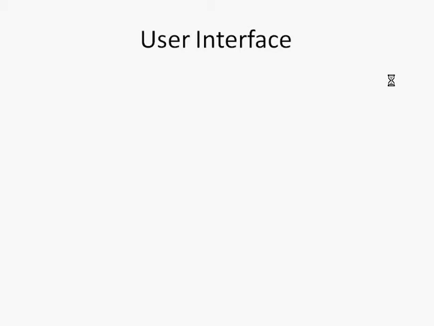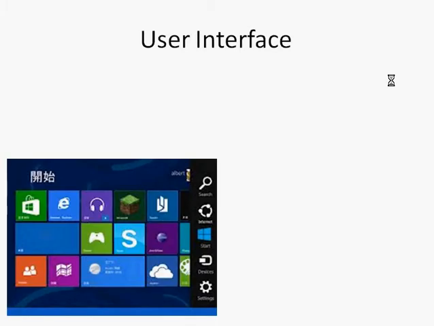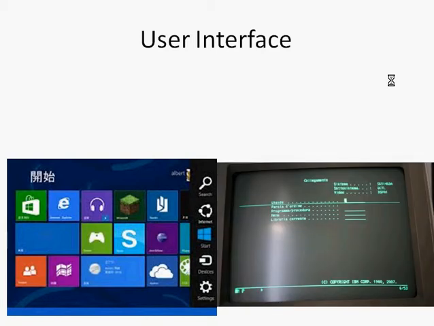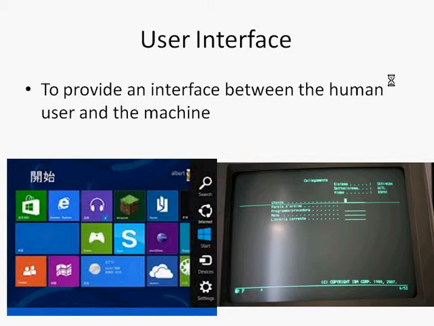Next, the user interface. Now, whether it's a nice flashy GUI with things that we can click on or even touch nowadays to make things work, or if it's an older command line style interface, all computers and all operating systems need to provide an interface between the human user and the machine. Otherwise, how would a human use the computer? It would just be useless.